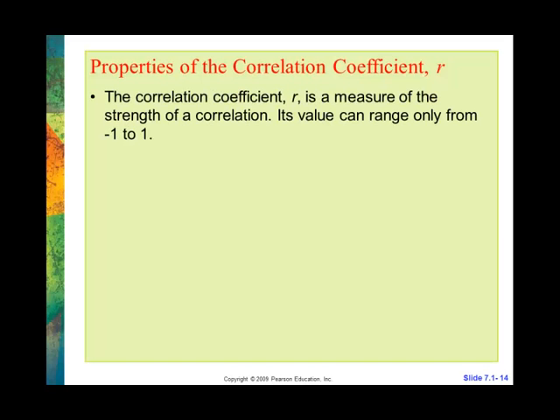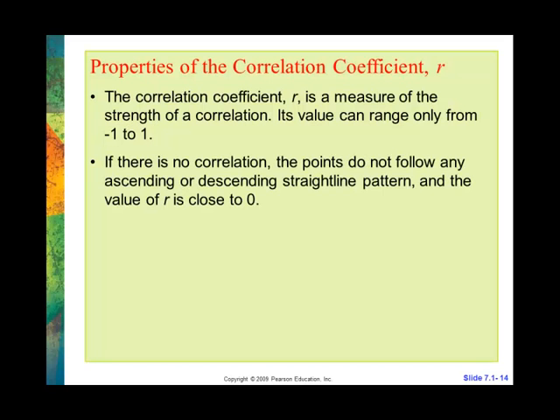And R is going to be between -1 and +1. It's negative if the correlation is negative, if the variables are going in opposite directions. It's positive if they're going in the same direction. If there's no correlation, the R value is closest to 0. If it's exactly 0, there's definitely no correlation. But numbers that are closer to 0 have less correlation.